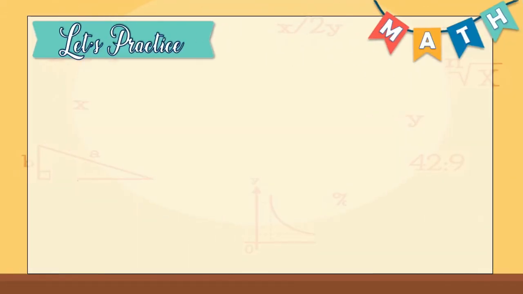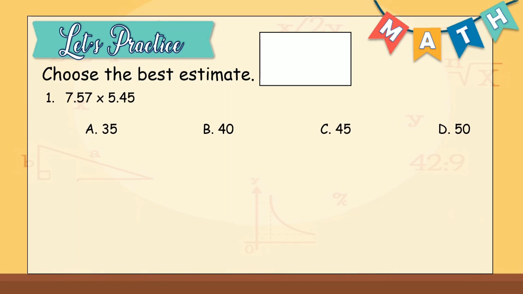Let's practice. This is an activity wherein you are going to choose the best estimate. Number 1. Estimate the product of 7 and 57 hundredths and 5 and 45 hundredths. A. 35, B. 40, C. 45, or D. 50. Alright, the best estimate is letter B, 40.